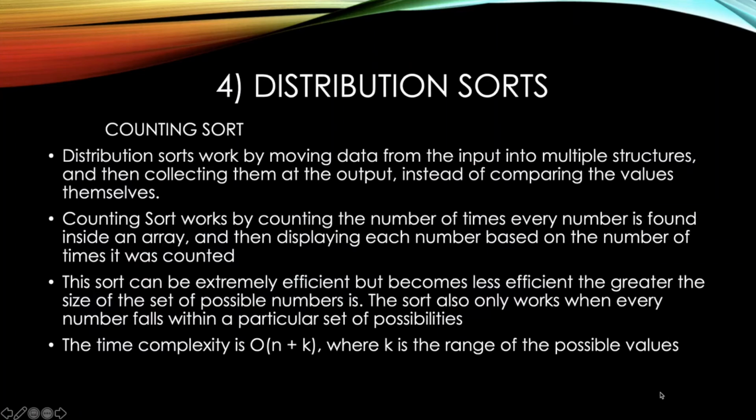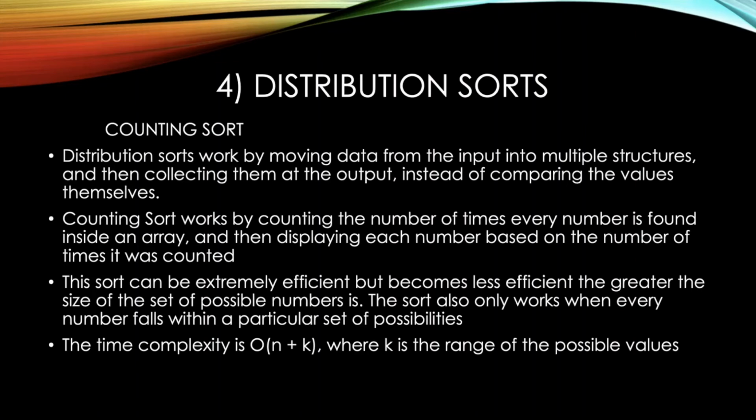Now, distribution sorts. Distribution sorts work by moving data from the input into multiple structures and then collecting them at the output, instead of comparing the values themselves. The first type is a counting sort. Counting sort works by counting the number of times every number is found inside an array and then displaying each number based on the number of times it was counted.